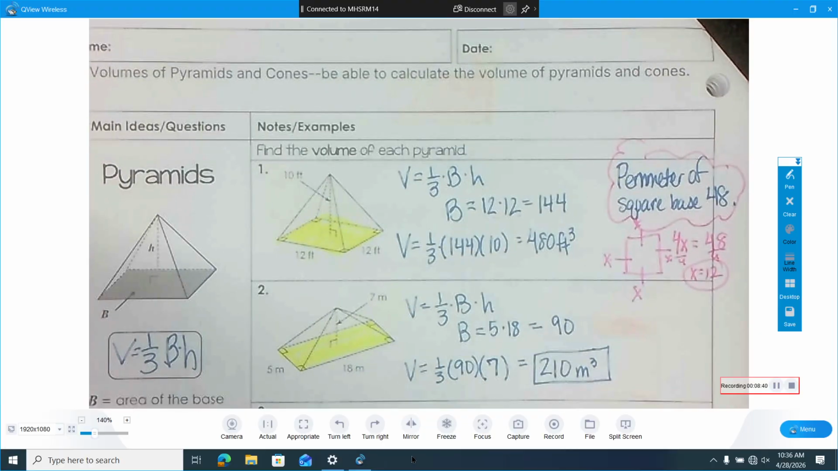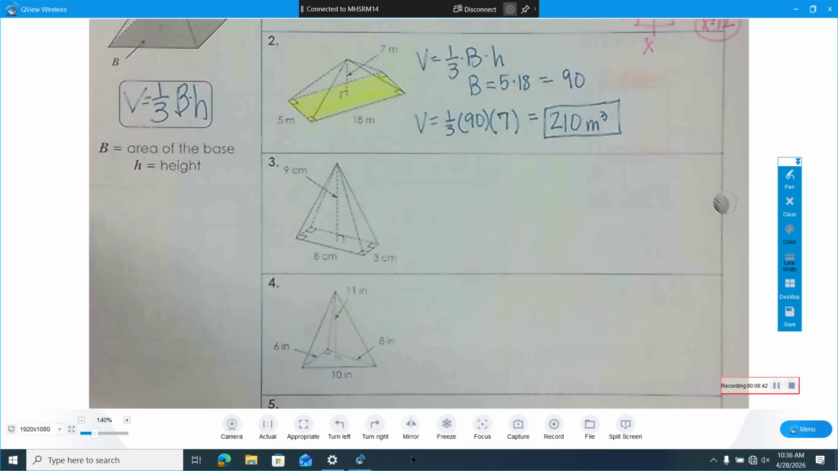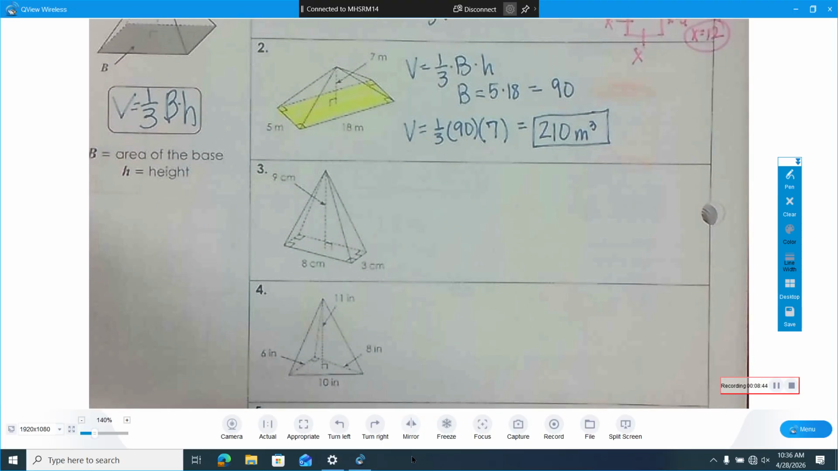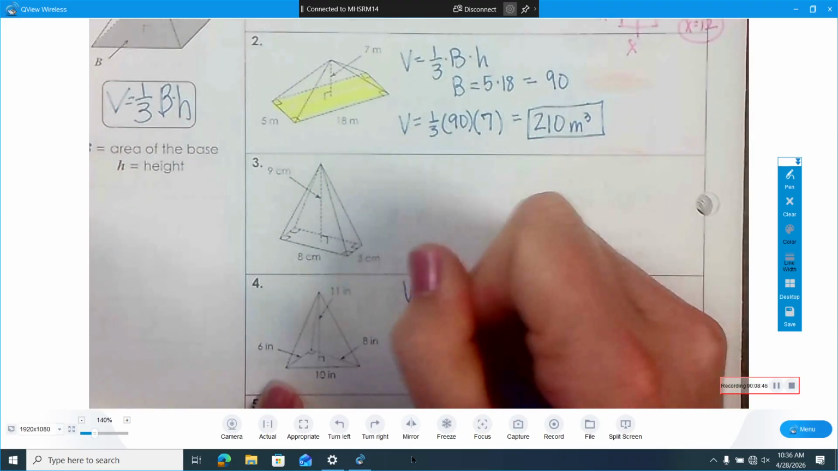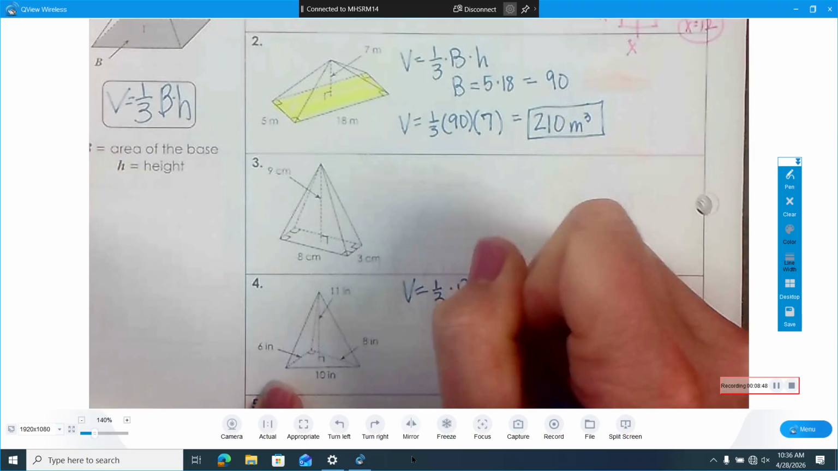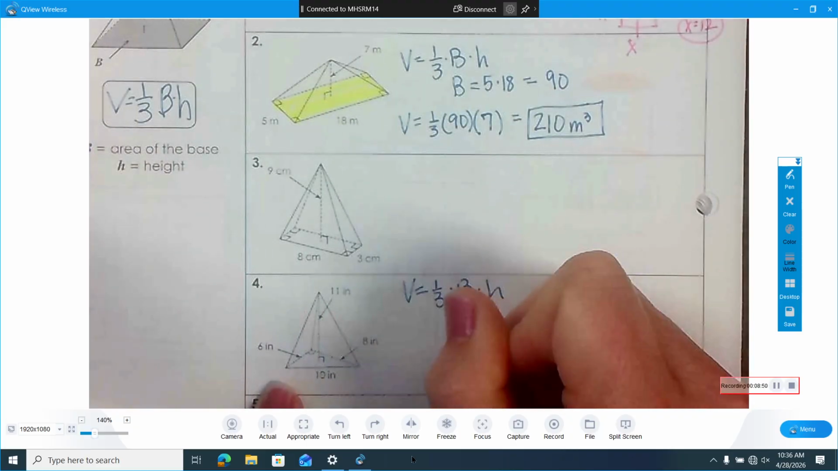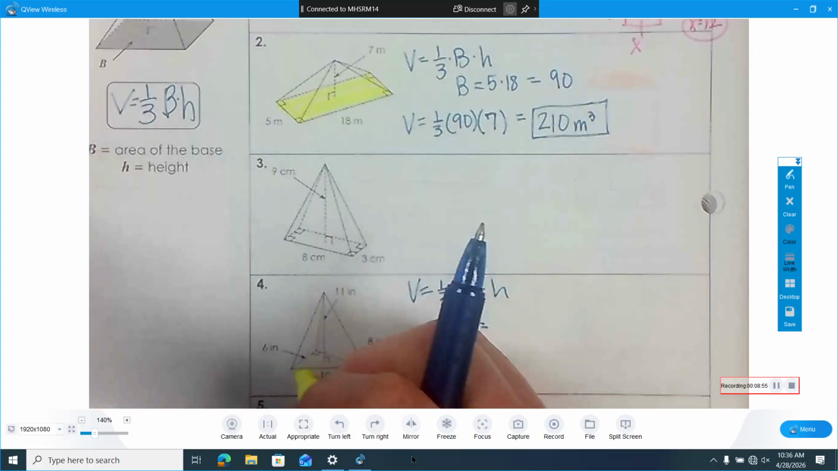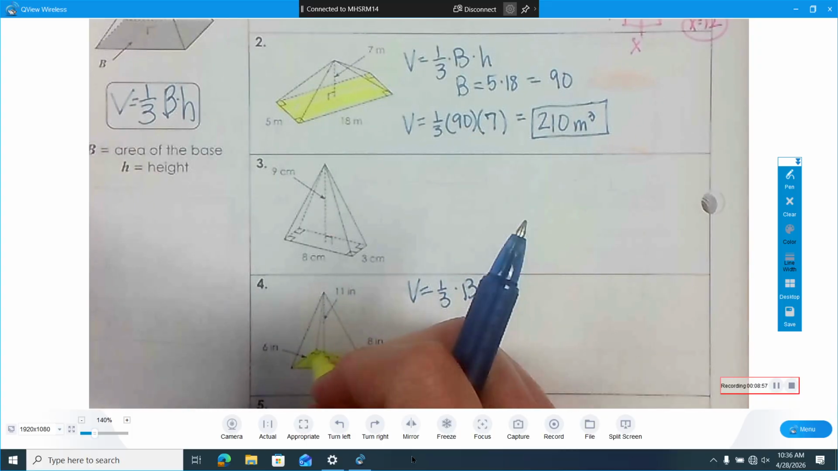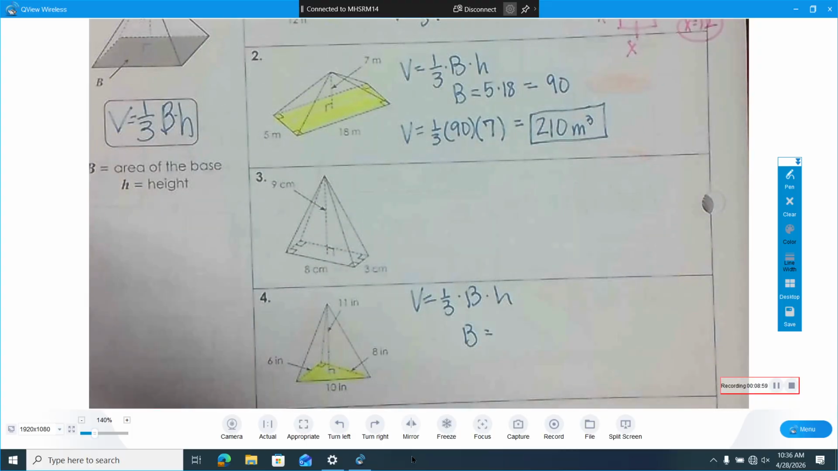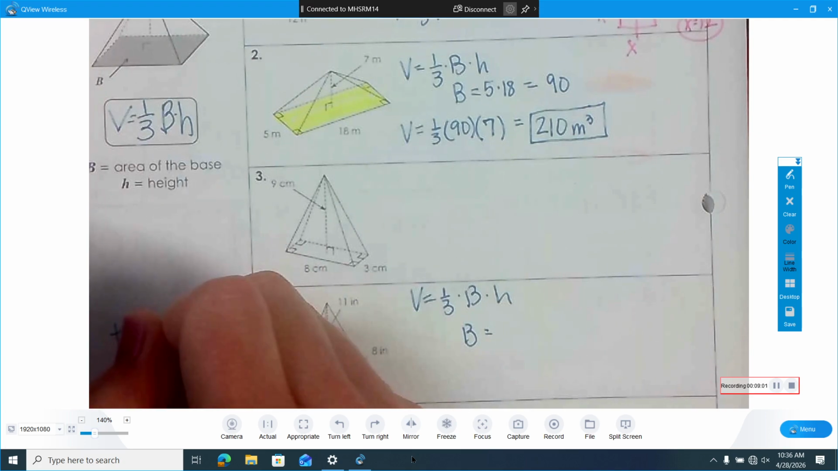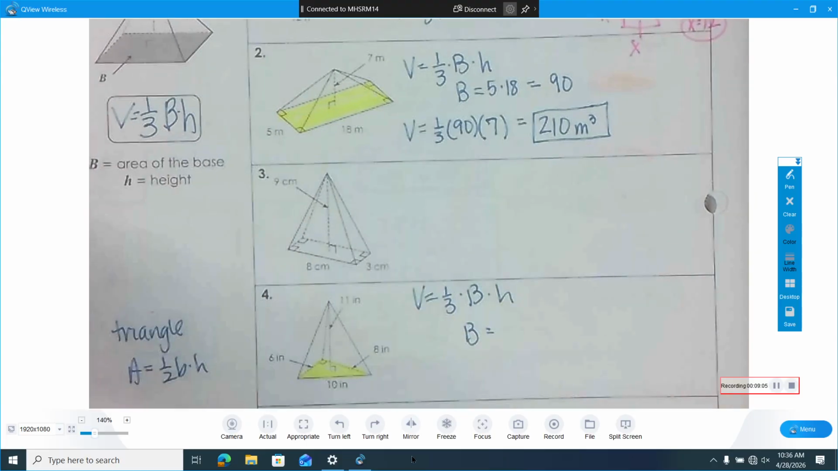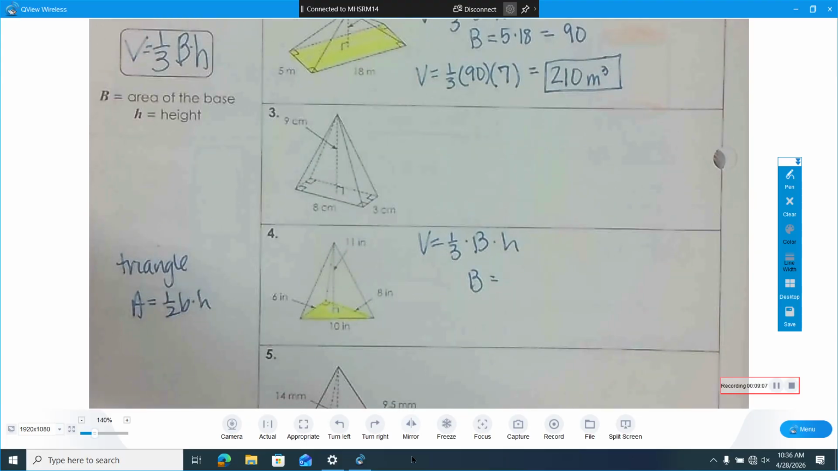All right, let's look at number 4. Number 4, again, it's a pyramid, so our volume is 1/3 times the area of the base times the height. How do we find the area of our base on this pyramid? It's a triangle. Very good. A triangle is 1/2 base times height, so we have to use that formula.